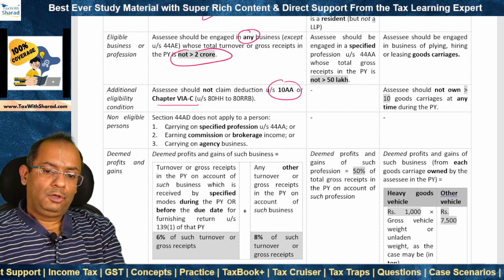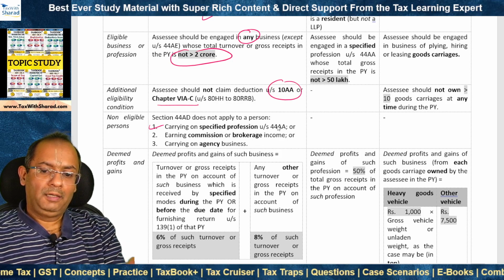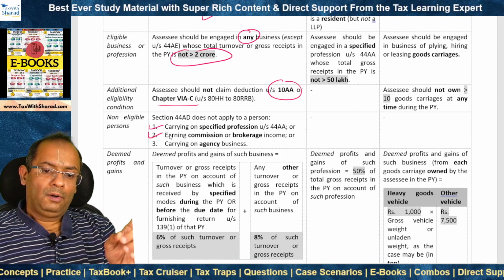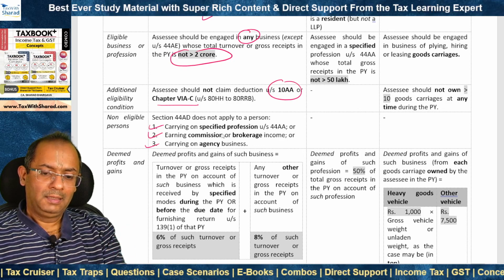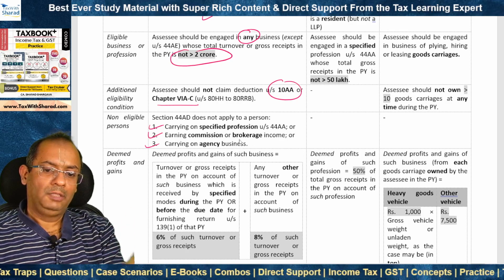The person should not be carrying on a specified profession under section 44AA, or should not be earning commission or brokerage income, or should not be carrying on agency business. Section 44AD does not apply to these persons.